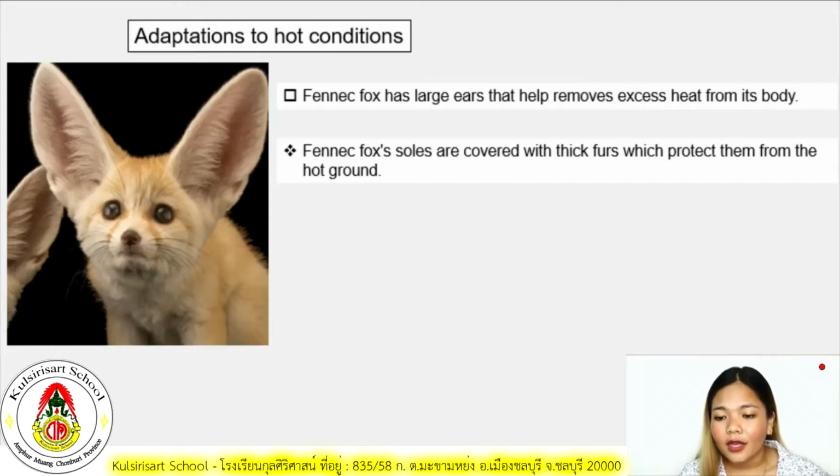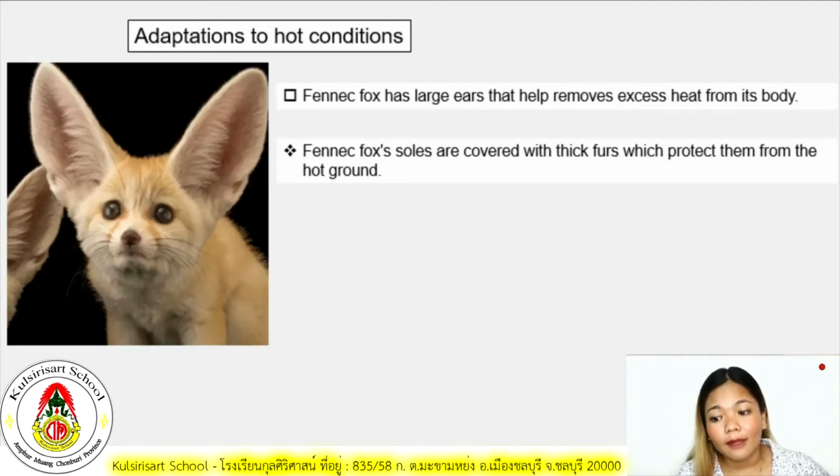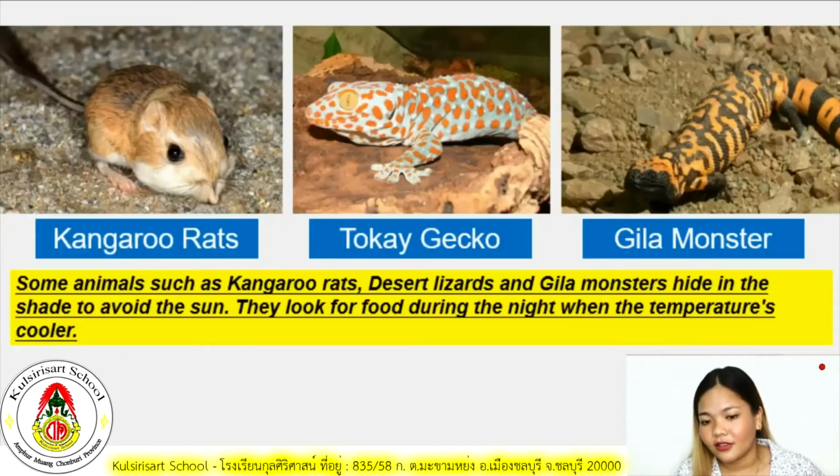And we have here another one. Fennec fox soles are covered with thick fur which protects them from the hot ground. So the paws or the soles of a fennec fox are actually covered in thick fur, which helps protect them from the hot ground of the desert. Okay? So this is under adaptations for hot conditions.